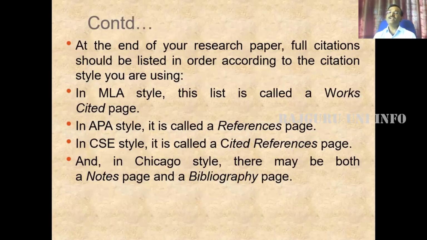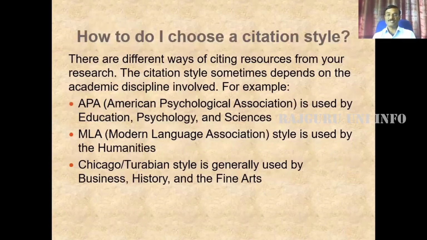And at the end of any research paper, the full citation should be listed in order according to the citation style we are using. Especially in MLA style, this list is called a works cited page, and in APA style it is called a reference page, and in CSE style it is called a cited references page, and in Chicago style there may be both a notes page and a bibliography page.